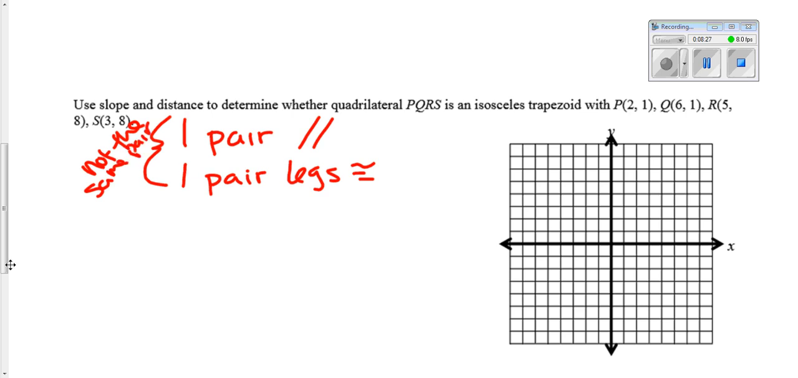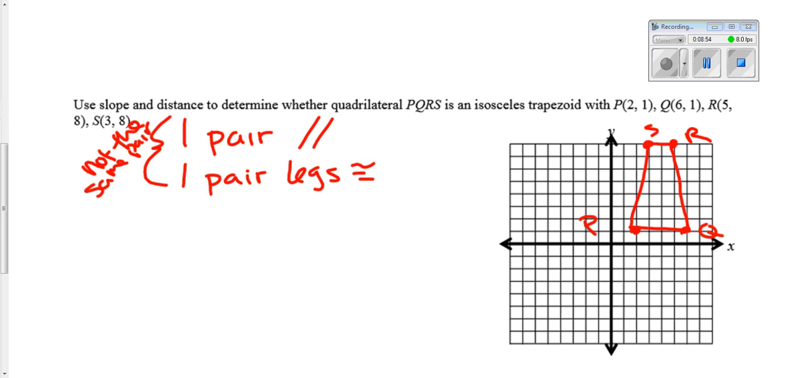Okay, so let's go ahead and plot our points. P is at 2, 1. Q is at 6, 1. R is at 5, 8. And S is at 3, 8. Okay, so we're going to prove parallel first. We'll see if we have parallel, and then we will do length to find congruency.